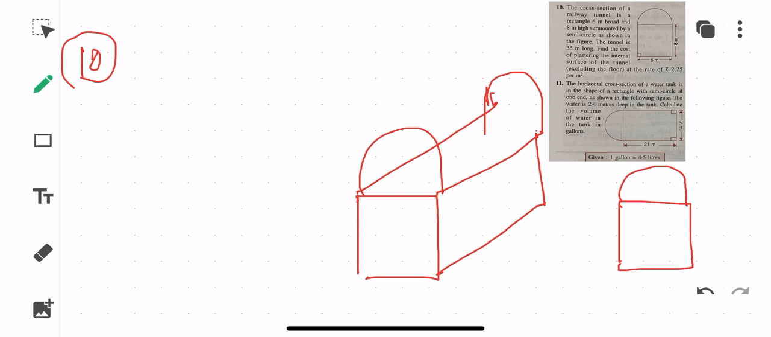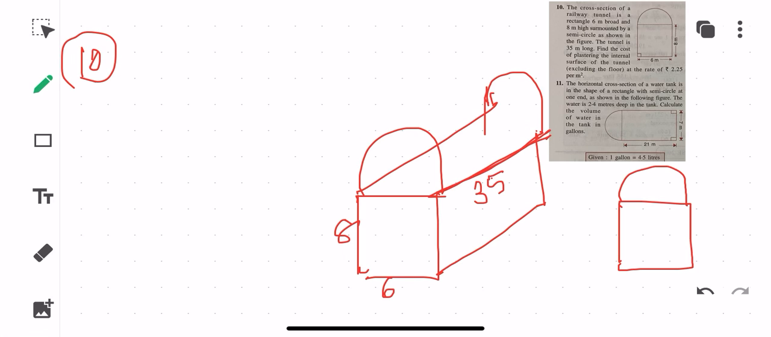Okay, so you can see that the base is actually a cuboid, and the face of the upper part is acting as a hemisphere, children, if you just see. So here what are you going to do, children? The tunnel is 35 meter long, means this particular distance has been given as 35 meter. Okay, and this is 6 meter broad and 8 meter high. 8 meter is this and this is my 6 meter. So this is the figure all about.